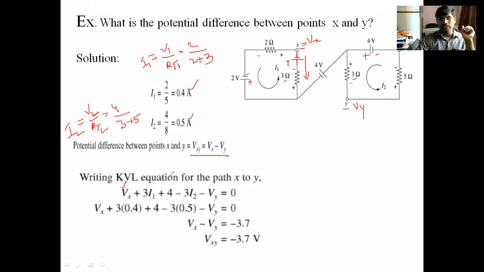So therefore you have to write 3 into I1. Coming to the 4 volts, the current is coming like this and moving like this. Here also the current is leaving from positive, so therefore plus 4 volts, similar to the reference. This current is flowing into this 3 ohm, entering with plus, which means you will get minus. So minus 3 into I2, where I2 is the current flowing through this 3 ohm. Minus 3 I2, minus Vy.